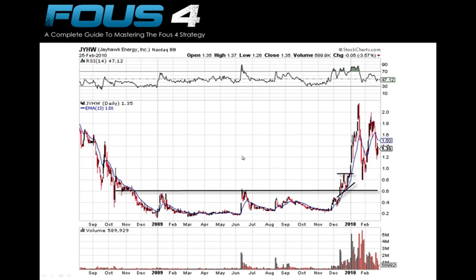Here's another one, JYHW. This was actually at 60 cents per share, which led to a short-term consolidation breakout above $1, which led to a move above $2 per share. So you can see here, it spiked up to about 60, spiked up to 60 again, and then spiked up to 60 again. So this is a little over a year scale we're looking at here.